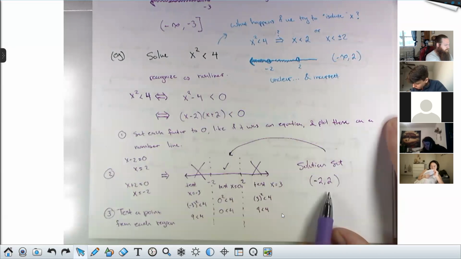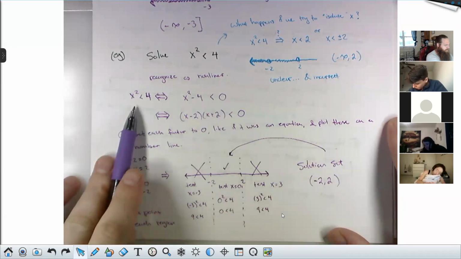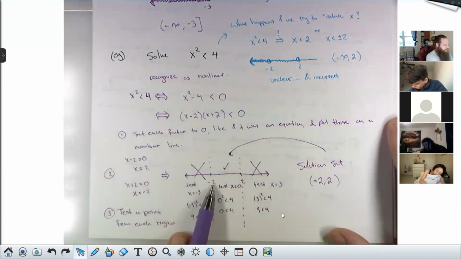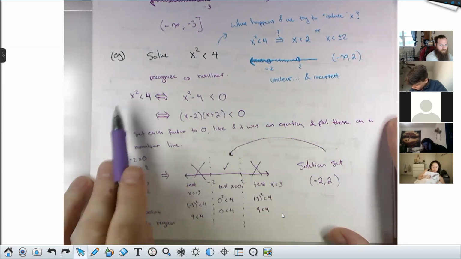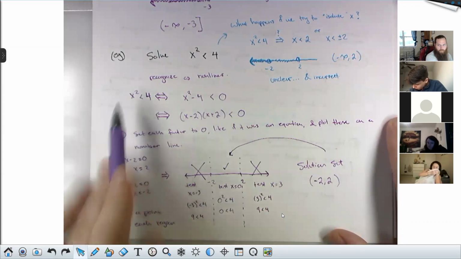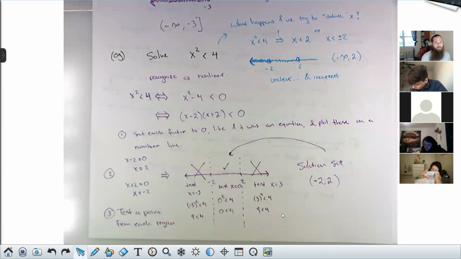I'm using open intervals here because this is a strict inequality. If you were to plug in -2 or +2, this isn't true, right? If you plug in 2 here, you get 4 is less than 4. If you plug in -2 here, you get 4 is less than 4. Neither of those are true. So really, you should check the endpoints also. But there's a bit of a shortcut for that. I'll show you more and more shortcuts as we go further and further.